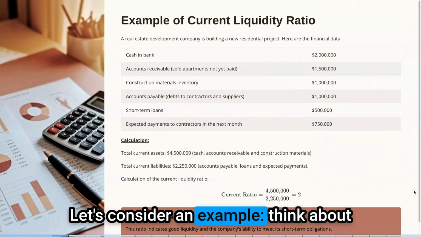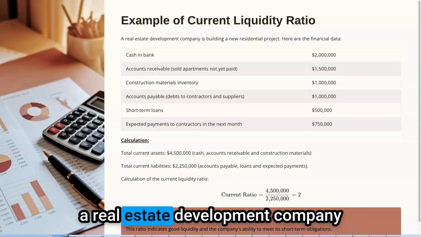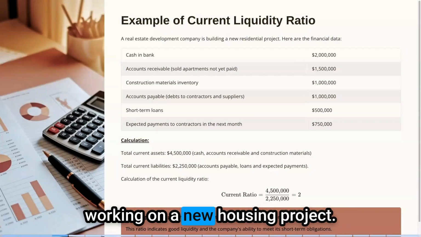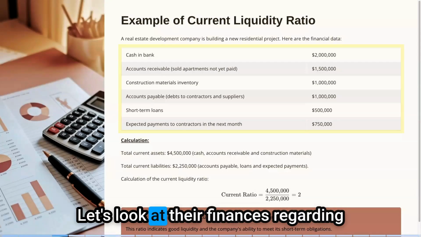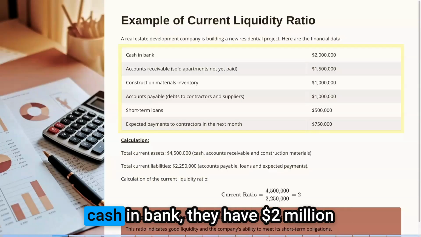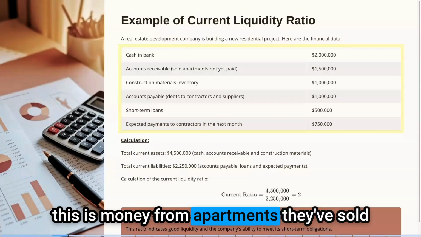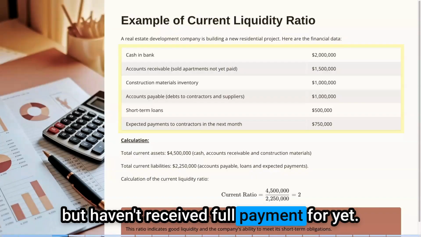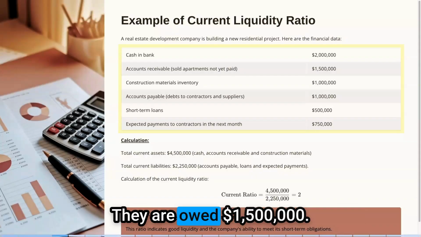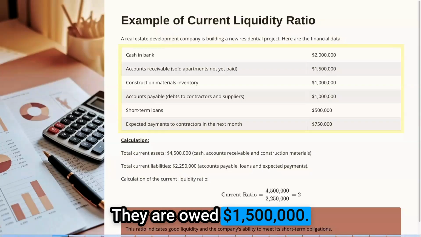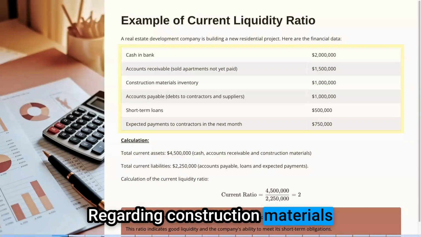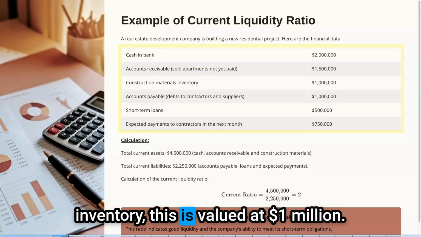Let's consider an example. Think about a real estate development company working on a new housing project. Let's look at their finances. Regarding cash in bank, they have $2 million. Regarding accounts receivable, this is money from apartments they've sold but haven't received full payment for yet. They are owed $1,500,000. Regarding construction materials inventory, this is valued at $1 million.